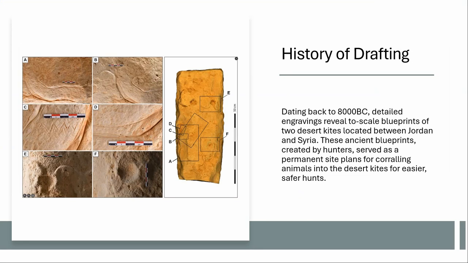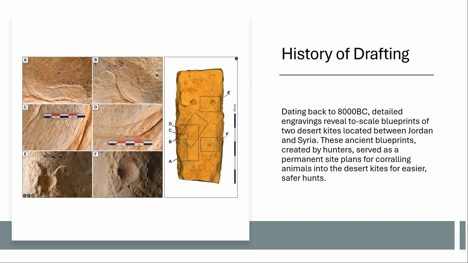So going back about as far as 8000 BC, archaeologists have uncovered detailed engravings that reveal blueprints of desert kites. And what desert kites are, it's a topographic feature of two high points over a sunken area. Imagine a meteor crater site with two raised sections on either side. Those exist all over the world, but the two scale replicas of these desert kites that we found were in locations in Jordan and Syria. So kind of close to the bedrock of civilization as far as we know today.